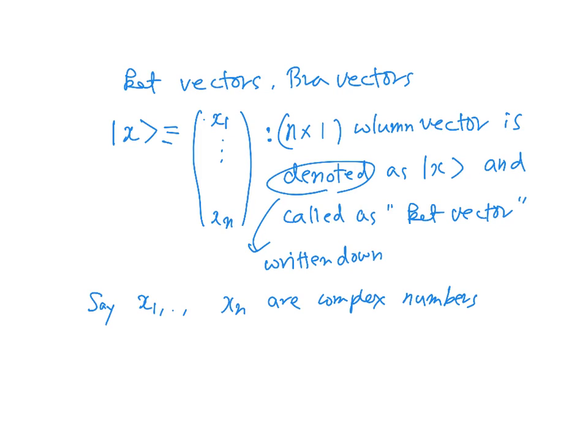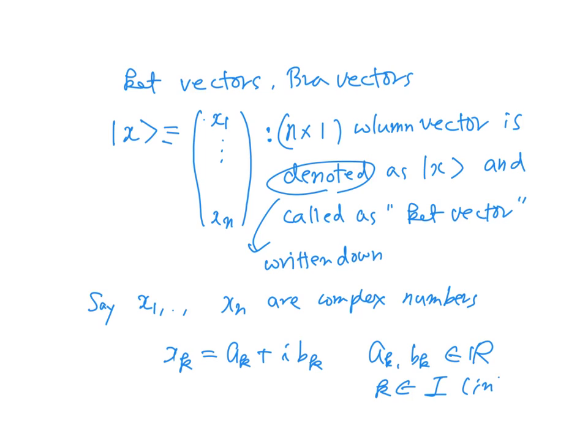So for example, xk is another good combination. xk is ak plus i bk. So ak, bk are all real numbers. k are integers, in the set of integers. i is the square root of -1, or i squared is -1.